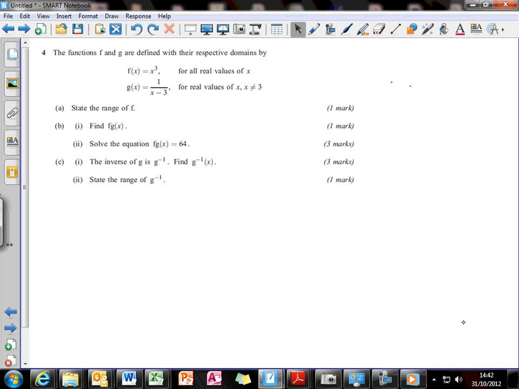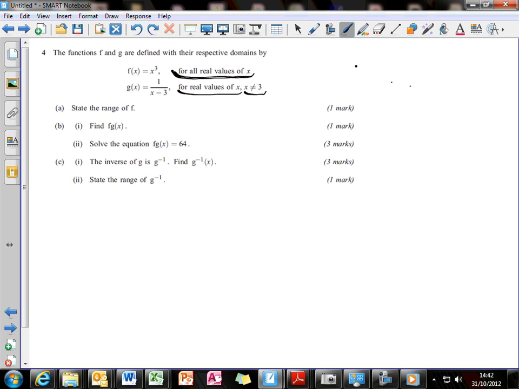Okay, so now we're going to have a look at question 4, which is a question on functions. It says that f and g are two functions, and their domains are here. So f of x is equal to x cubed, and the values of x we can put into that is any real value of x. And then g of x, the domain of that is any real value of x, except we can't put 3 in. If we put 3 in, we end up doing 1 divided by 3 minus 3, which is 1 divided by 0, and that's not defined.